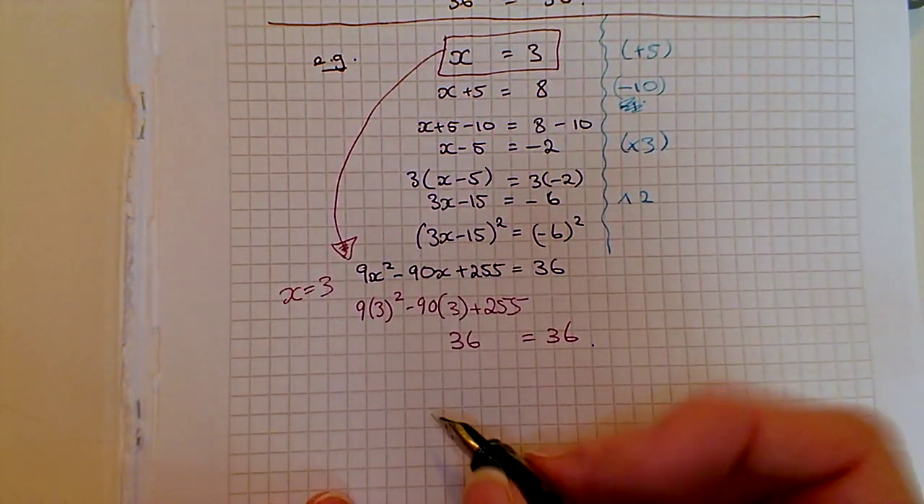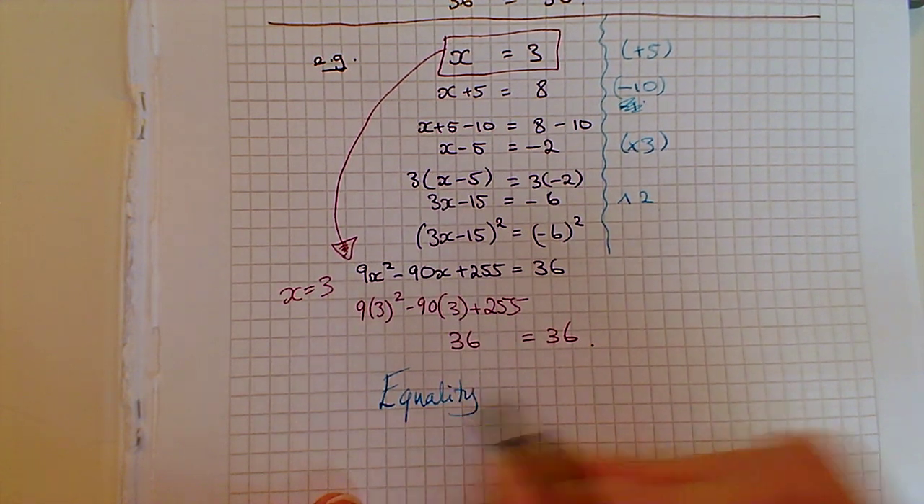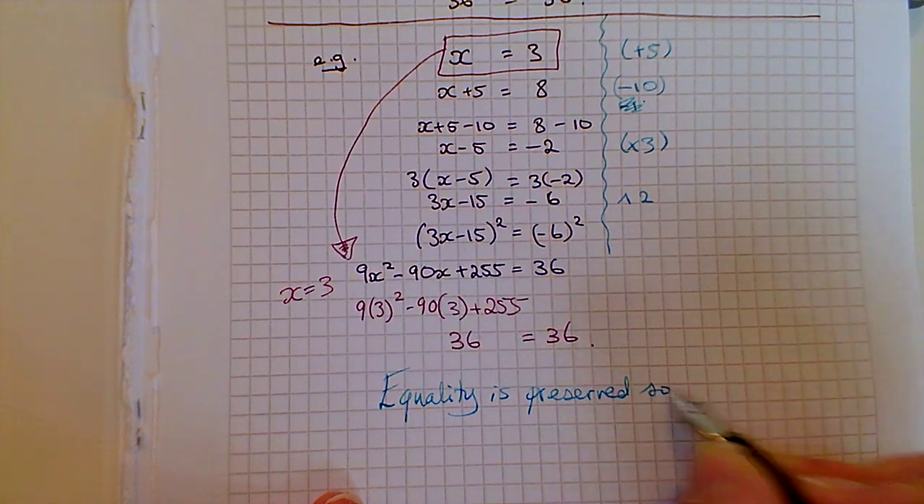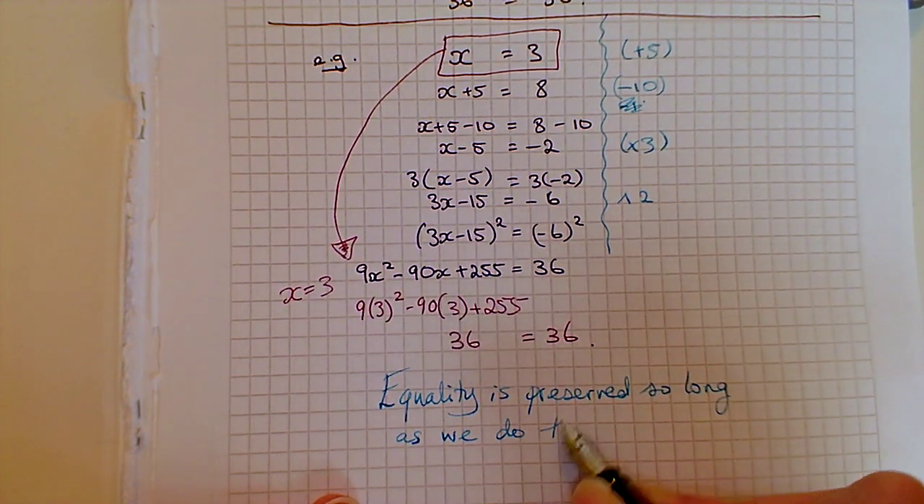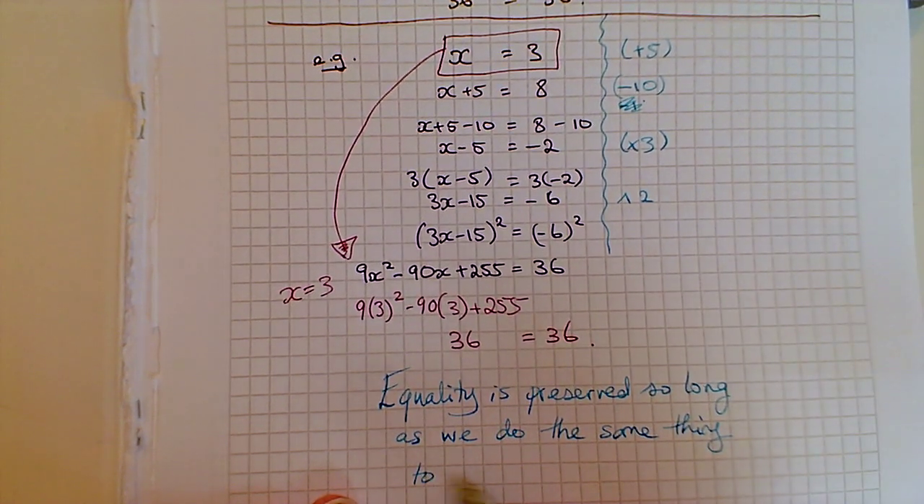Let's write it down as a kind of a fancy statement. So equality is preserved so long as we do the same thing to both sides of the equation.